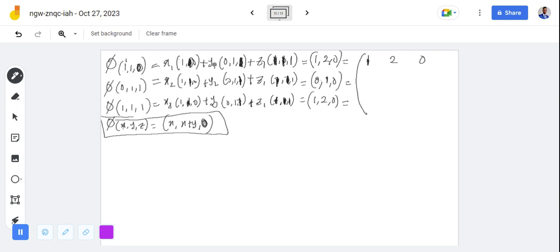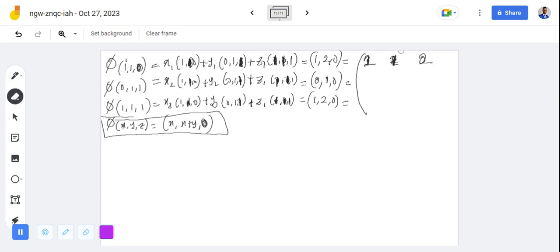This one is x1 plus 0 plus z1, that's x1 plus z1 equals 1. The second one is x1 plus y1 plus z1 equals 2. Then 0 plus y1 plus z1 equals 0. Now solve it simultaneously. Three equations, a system of equations. If you solve it simultaneously, this one will give us 1, while this one will give us 2.